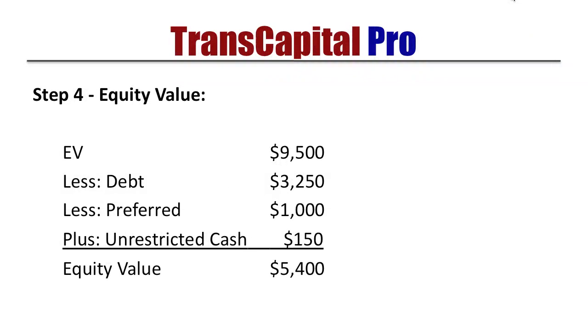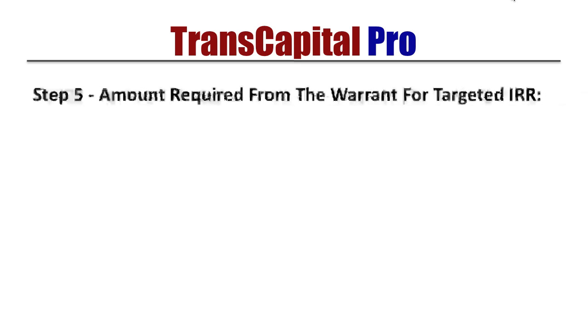Equity value, we know, is a simple formula. So we take that enterprise value of $9.5 million. We're going to back off the debt of $3.25 million. We're going to back off the preferred stock of $1 million, and then add back the unrestricted cash of $150,000. So we've got the terminal equity value at the end of our investment holding period of $5.4 million according to our projections.